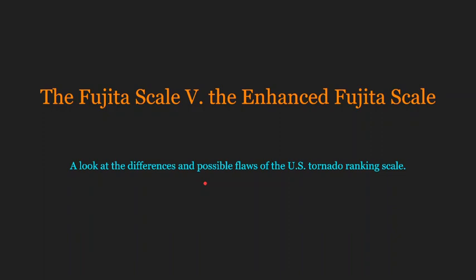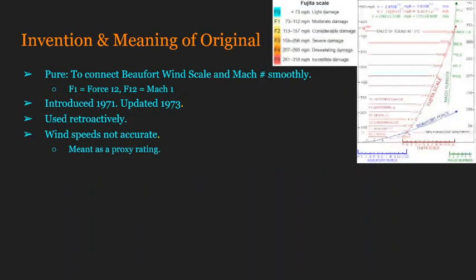This one, as you can tell from the title and from the thumbnail, I presume, is going to be talking about the Fujita scale and the enhanced Fujita scale, comparing them, looking at their similarities and differences, and what might be wrong with them. For the US viewers, you will most likely know the Fujita scale, but for those overseas, this might be a brand new thing that you're learning about. So let's just jump right in.